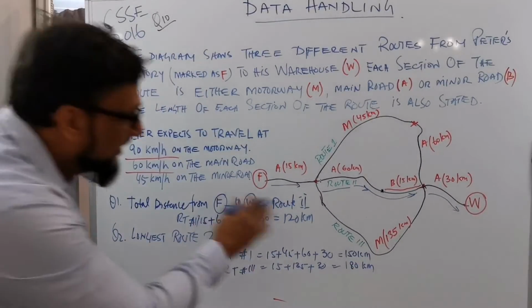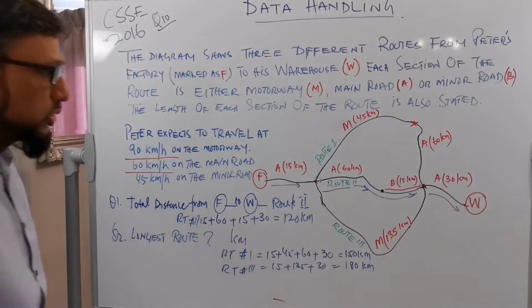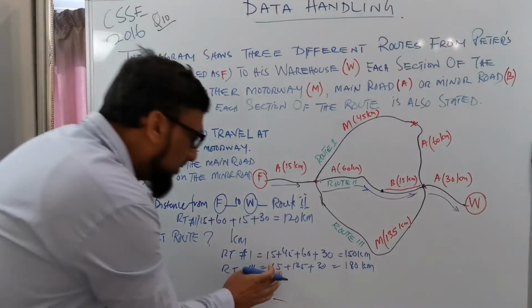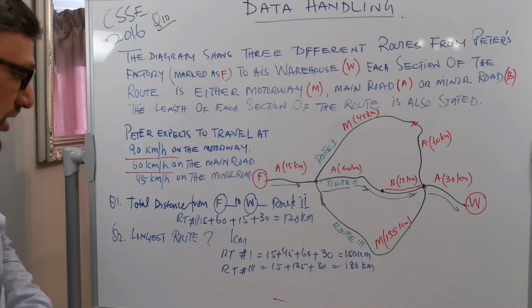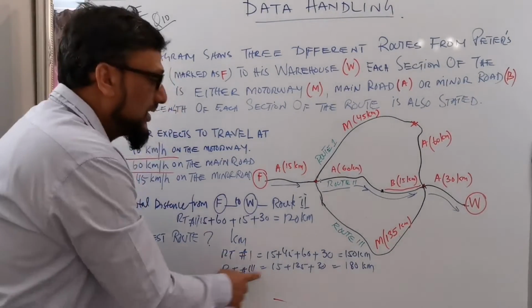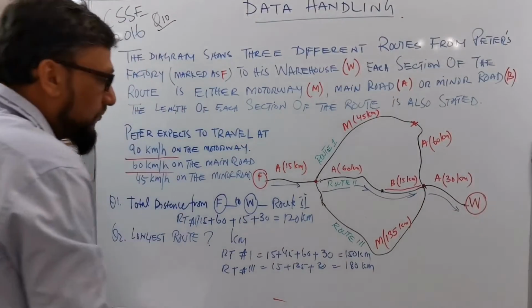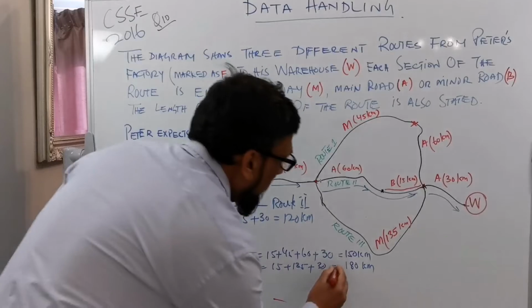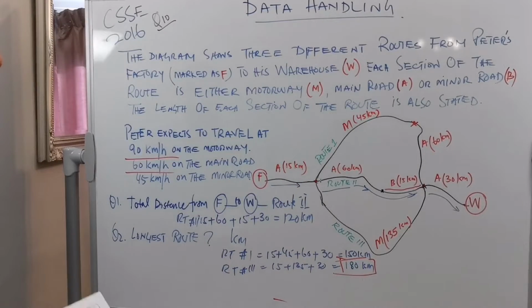So among them, 120 is the fastest, which is route number 2, and the longest route is 180 kilometer. So route number 3 is the longest, and your answer is 180 kilometer. This is the answer for the second part.